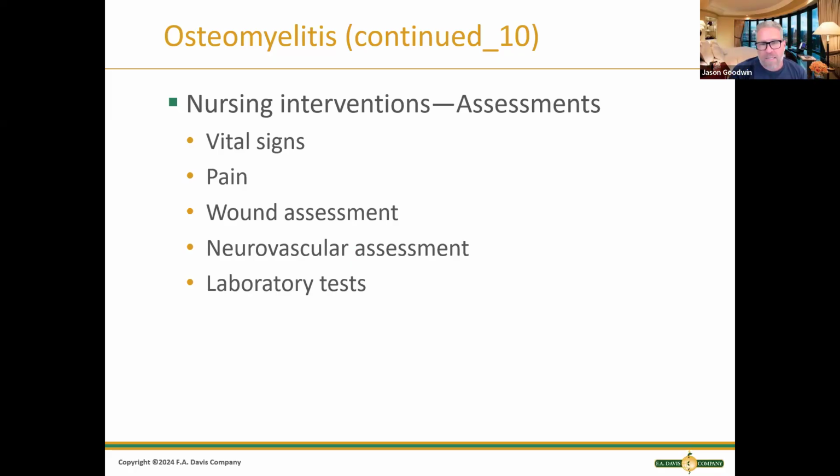With a neurovascular assessment, you might have weak pulses or pallor or paresthesia, numbness or tingling, paralysis. All of these things can be there because of impaired circulation. And we'll talk about some of these things later when we get to compartment syndromes and things like that.